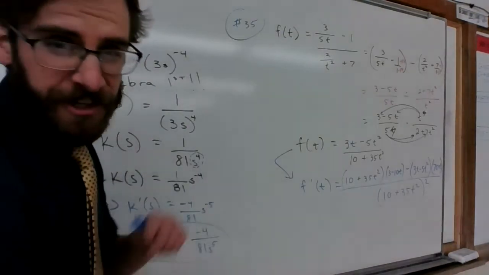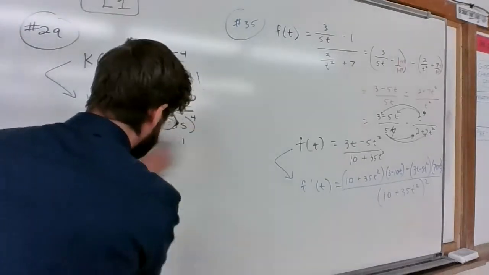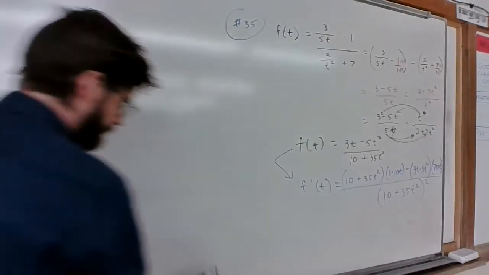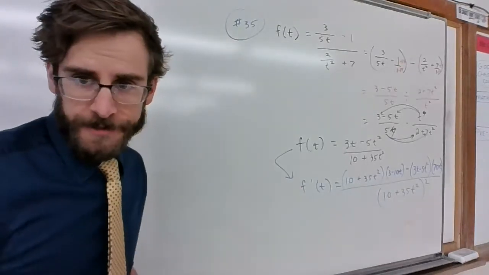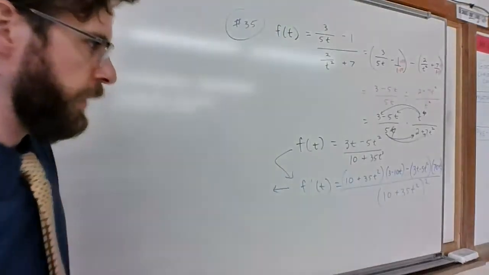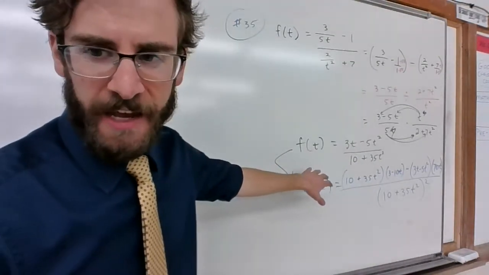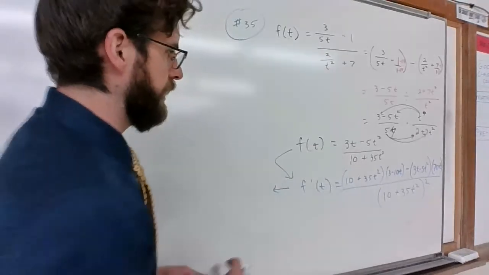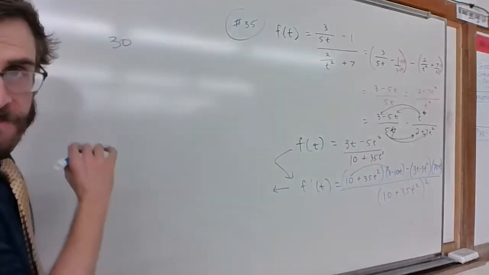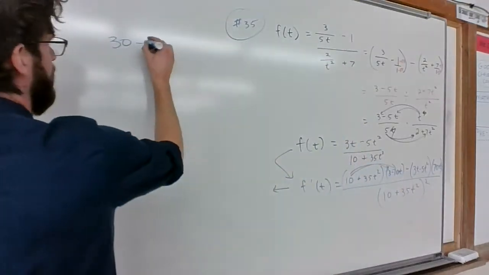My apologies, the video is going to run a little long on this, but I think we'll be okay. All right, so let's bring it closer to the actual viewing audience. Let's do off to the side the multiplication here. So 10 times 3 is 30. You guys can see that? Yeah. 10 times negative 10 is negative 100t.